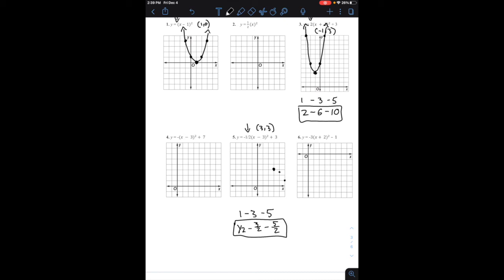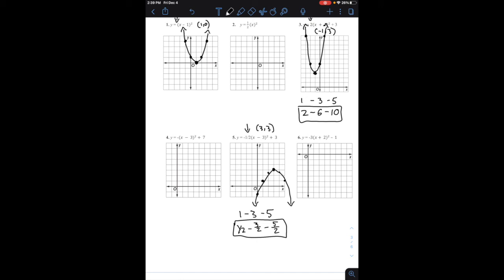From the vertex, left 1 unit down 1/2 box. Left 1 unit down 1.5 box. And left 1 unit again down 2.5 boxes. We'll then go ahead and trace our points to now graph our parabola.